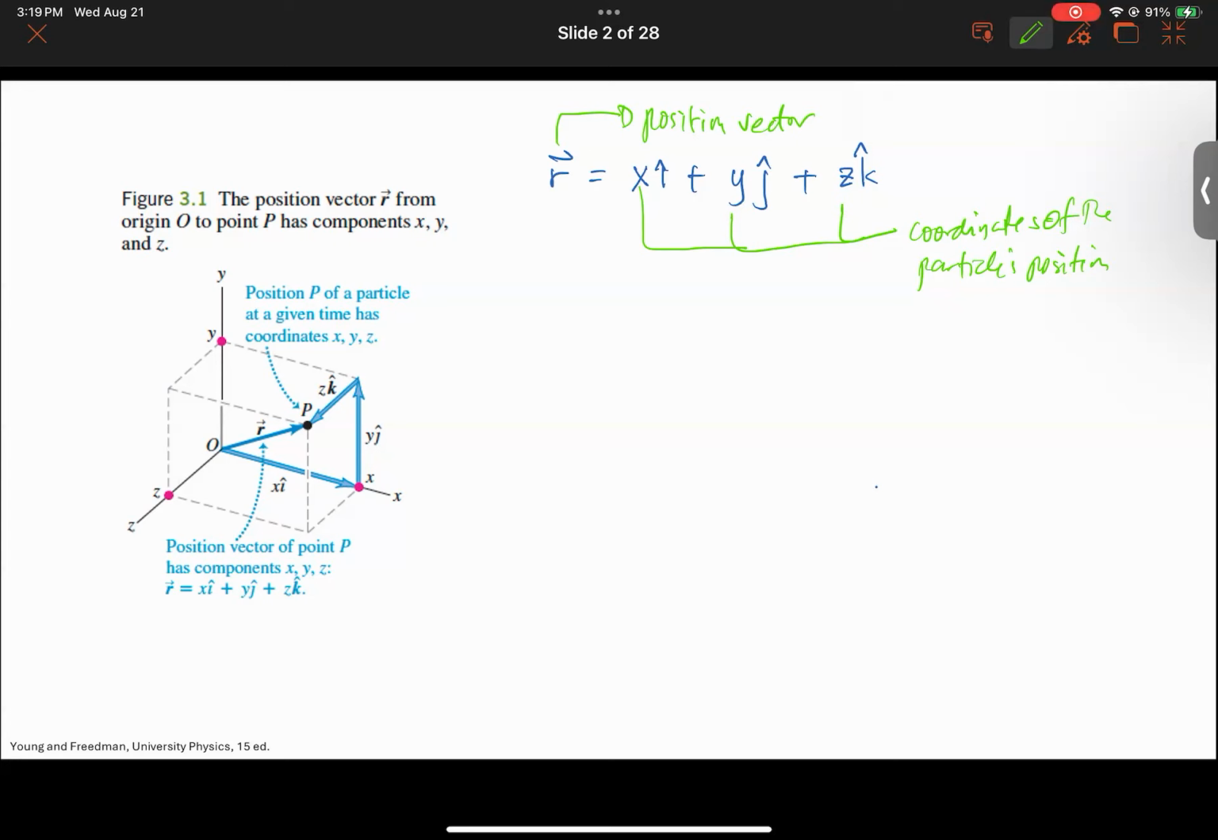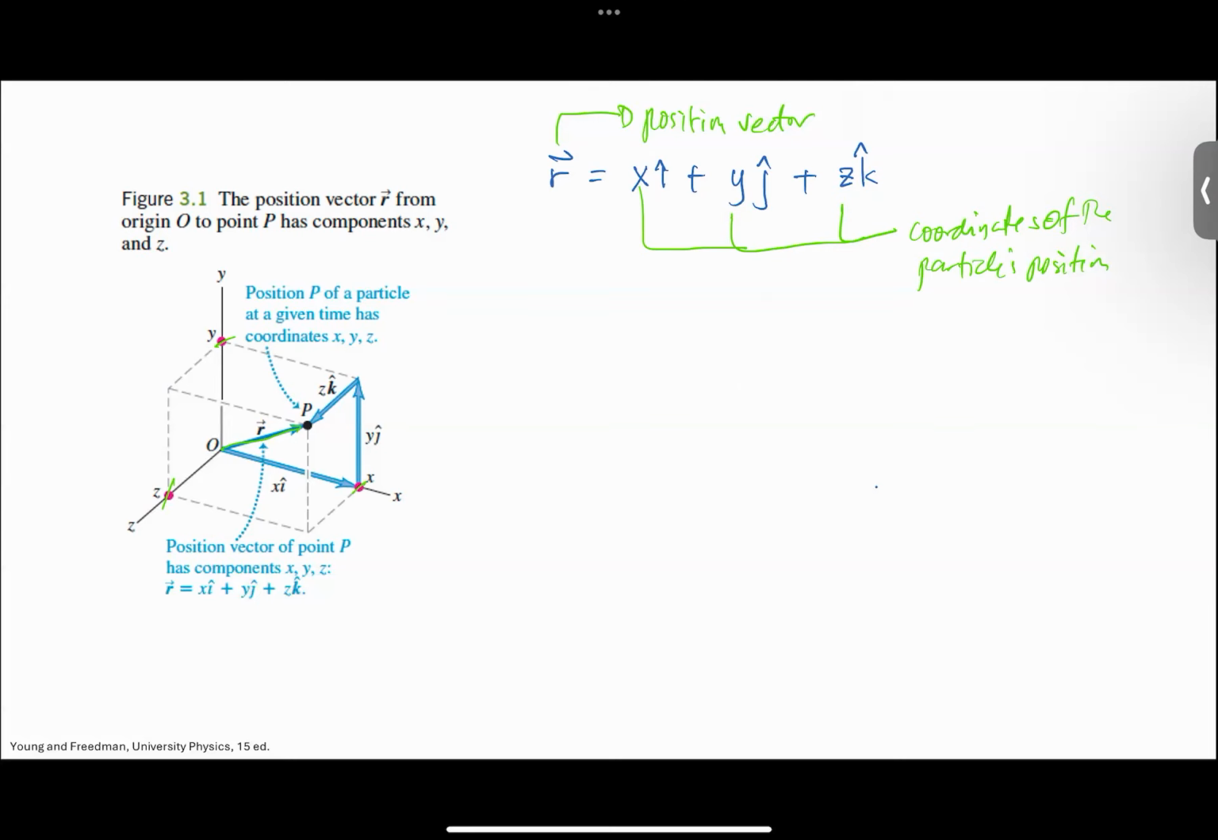Yung position vector is this blue line, and it has coordinates x, y, at saka z. So yun yung nakikita natin na x, y, at saka z dito sa equation for the position vector. And that's, yeah, so ganyan natin siya i-define ngayon.